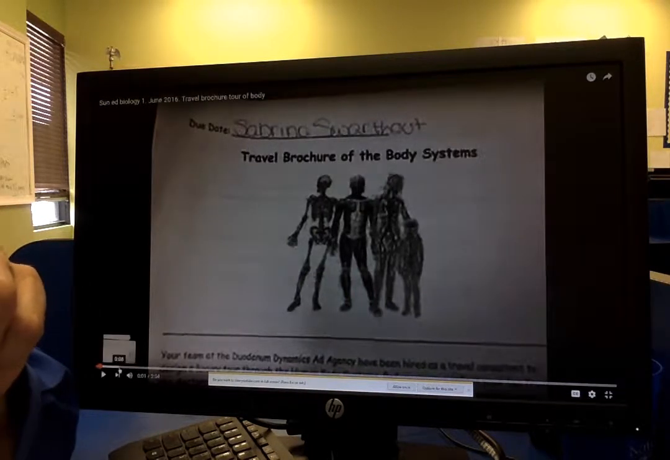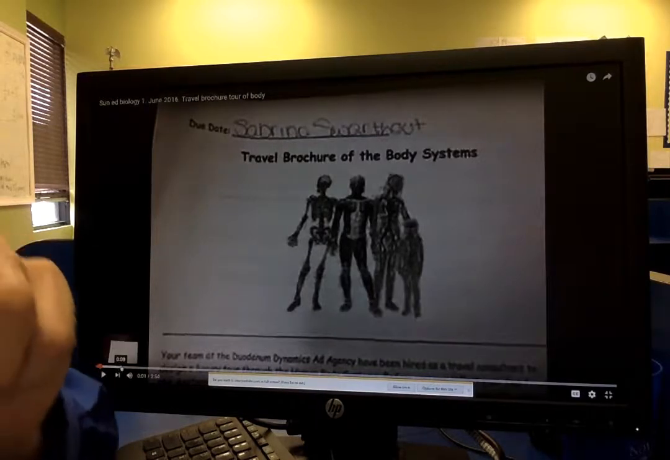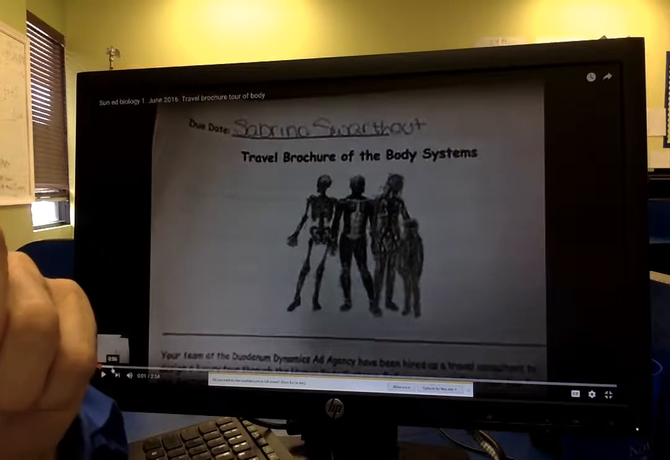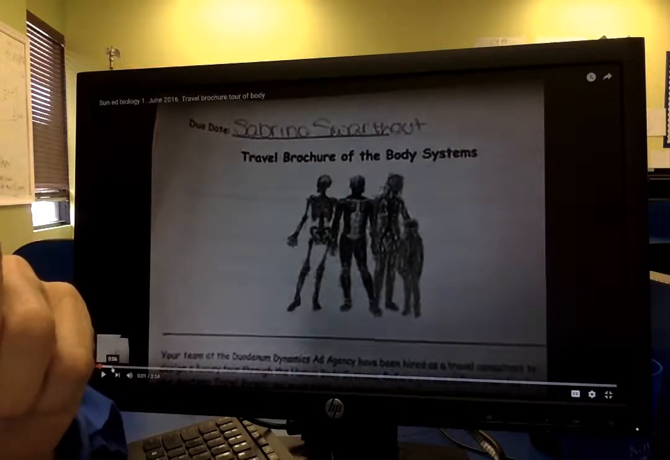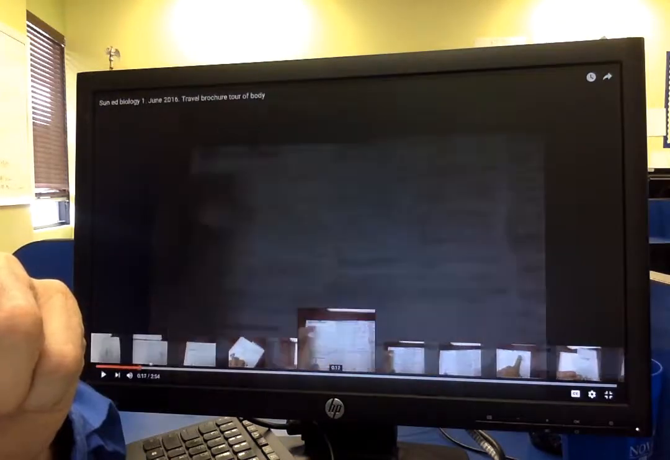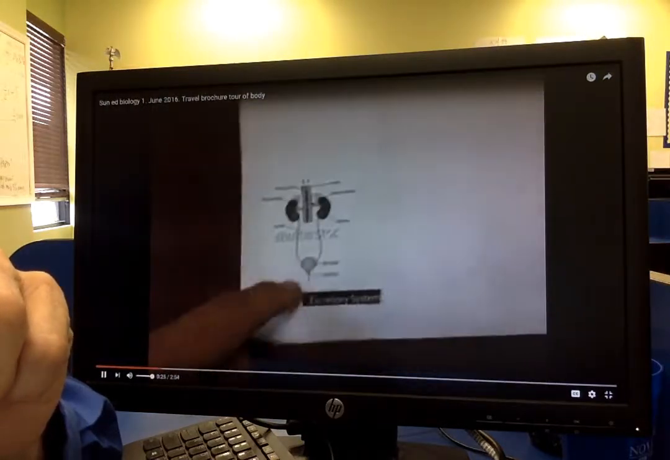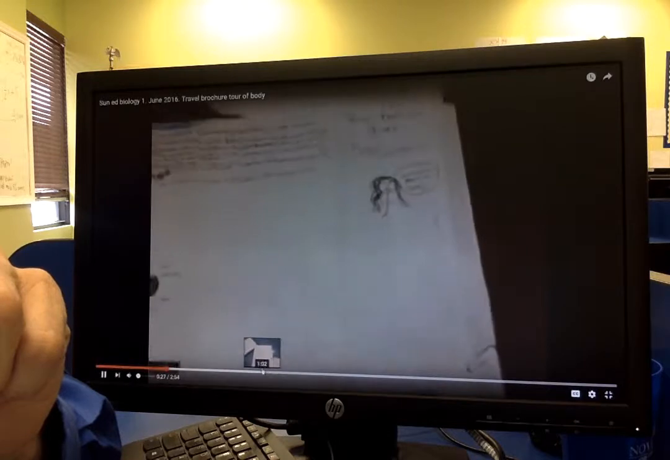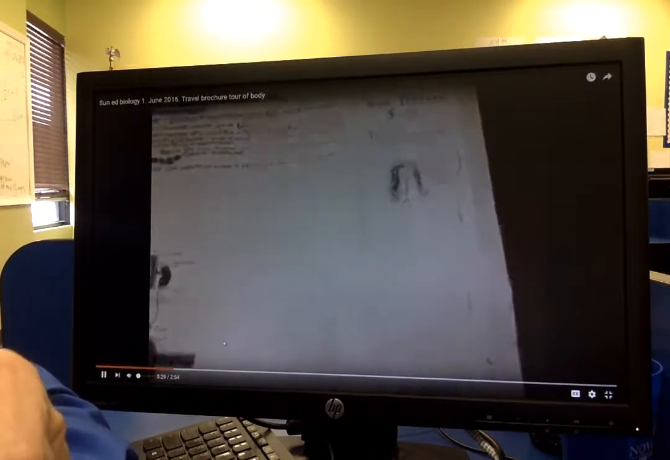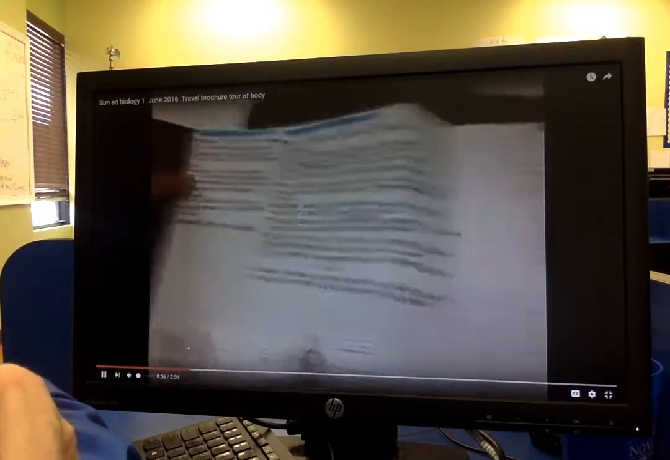Yeah. When you first heard about this, what did you think about this project? I thought it was gonna be really difficult to do because I didn't know exactly how to make a travel brochure of the body. I thought that was really gonna be really difficult for me. But my mom's a nurse. Oh. So she has a lot of pictures on the skeletal system and the muscular system, all of that. So she helped me a lot with that.